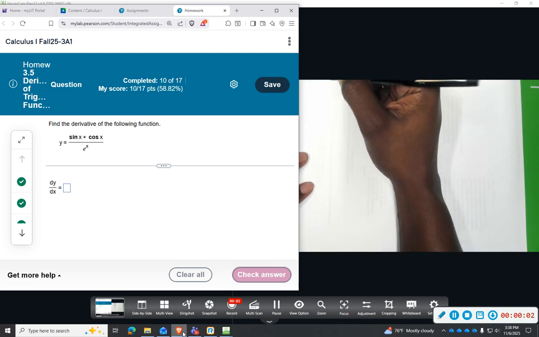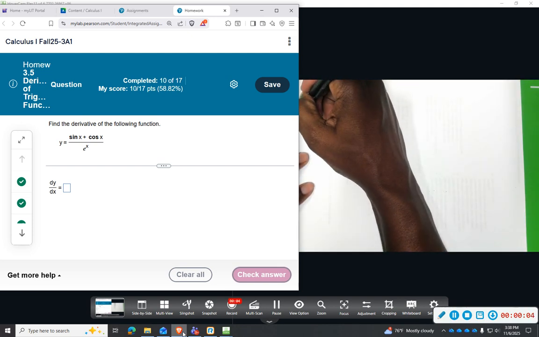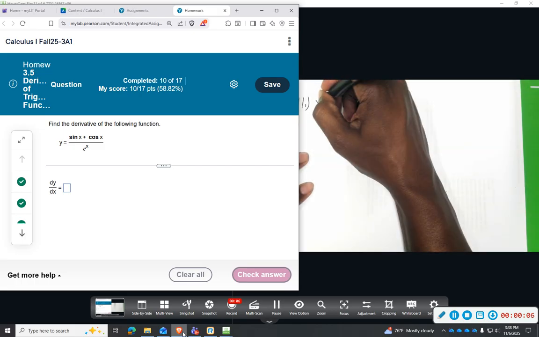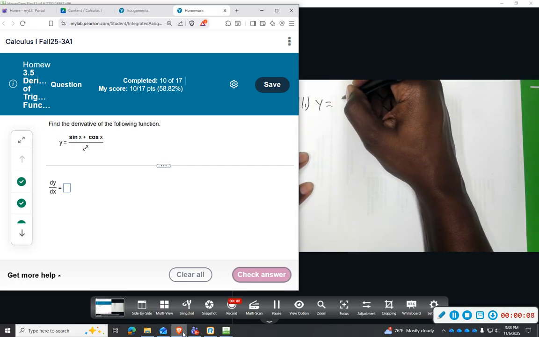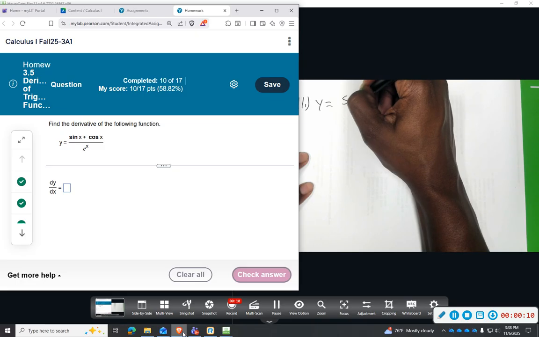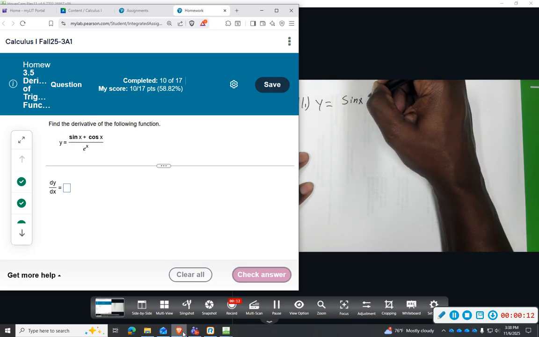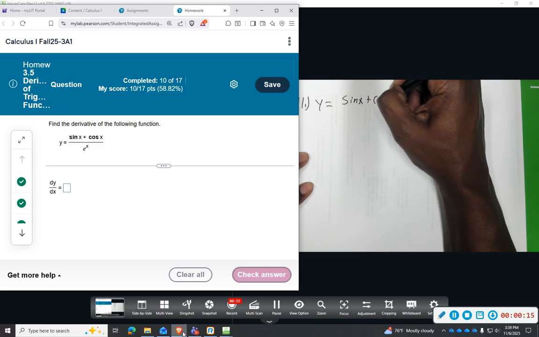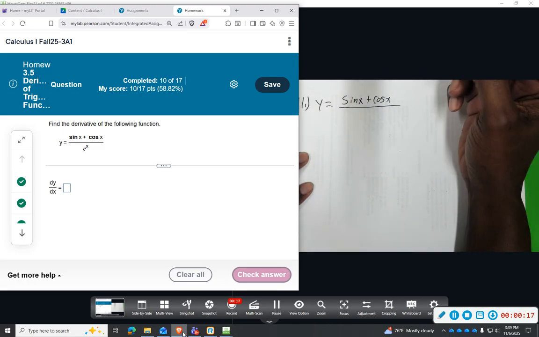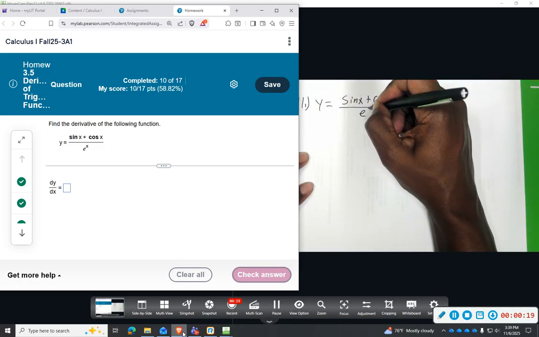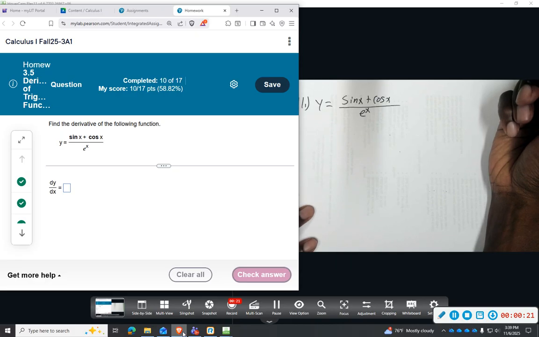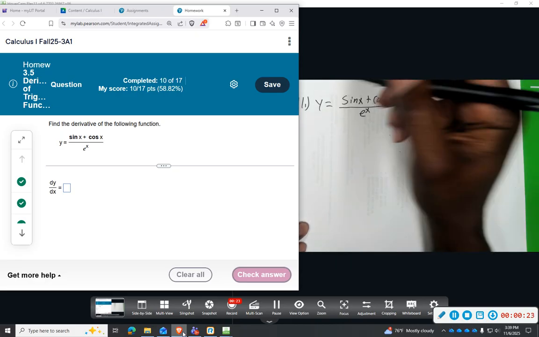All right, number 11, we want to find the derivative of the function sine x plus cosine x divided by e to the x. Again, we will do the quotient rule.